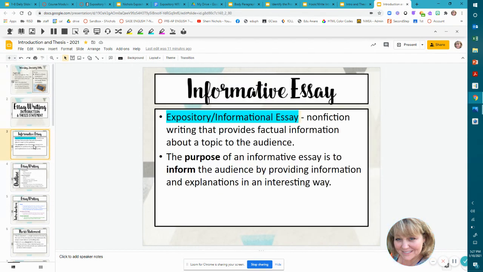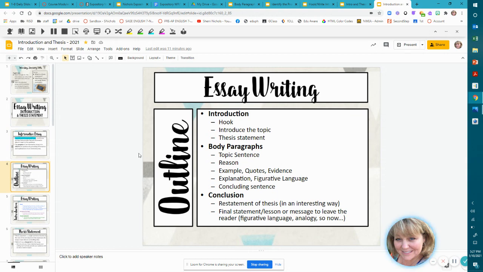So first of all, we know that expository and informational essay is a nonfiction writing that provides factual information about a topic to the audience. Now, the purpose of an informative essay is to inform the audience by providing information and explanations in an interesting way. Now, if we look at the outline of a basic essay, we know we have the introduction, which includes the hook. It introduces the topic, and then it has the thesis statement.